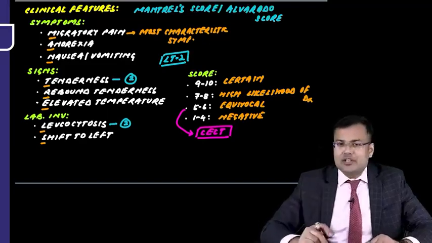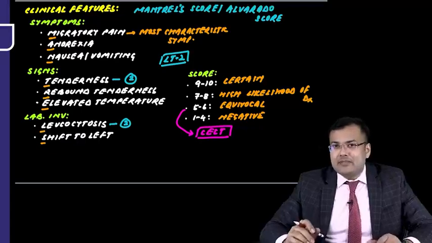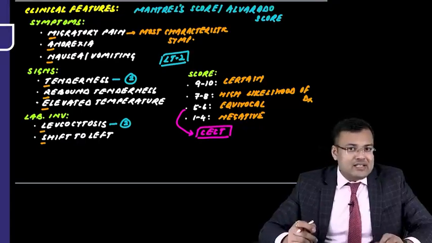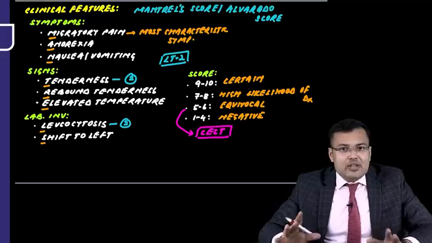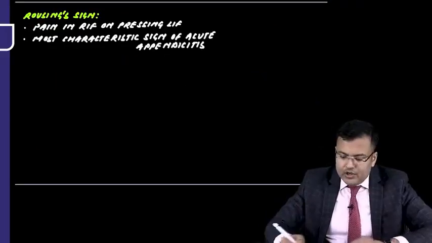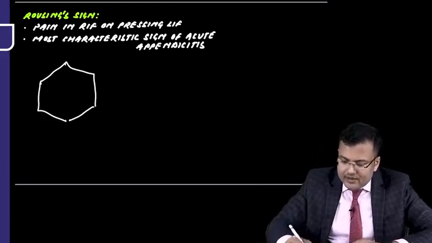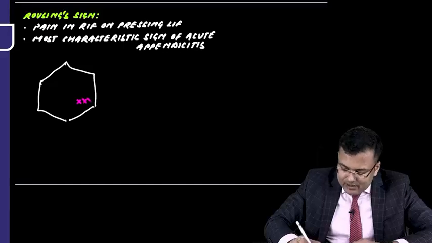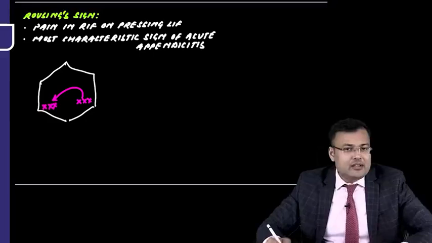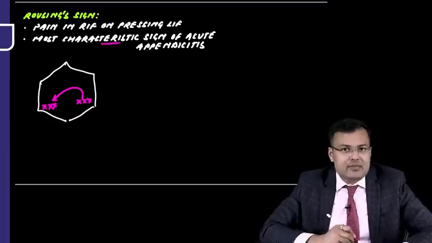Now see 2 important questions. First, what is the most characteristic symptom? That is migratory pain. And what is the most characteristic sign? That is Rovsing sign. So what are the important signs in relation to acute appendicitis? Have a look. Now imagine this is the patient. If I'm pressing left iliac fossa, on pressing left iliac fossa, there is pain in right iliac fossa. This is known as Rovsing sign, and this is most characteristic sign of acute appendicitis.